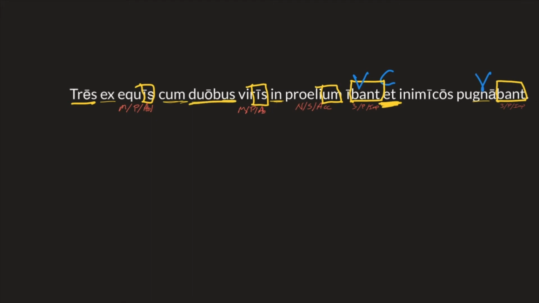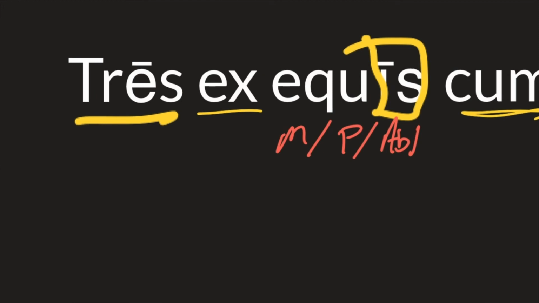Tres and duobus. Both of these are numbers, and the numbers 1, 2, and 3, unus, duo, and tres, can be parsed. That is, they do change their endings, so we actually do need to parse these. So, tres is going to be nominative, and it's going to be plural because it's the number 3. Tres, trium, tribus, tres, tribus. It could have been accusative, but accusative doesn't make any sense in this sentence. So we're going to go with nominative and plural.